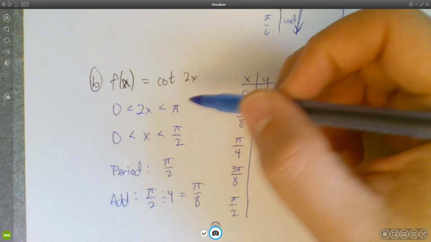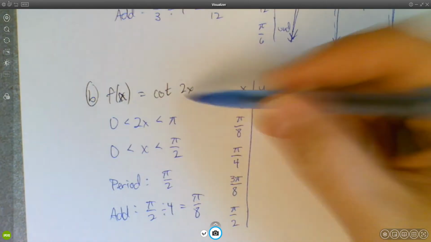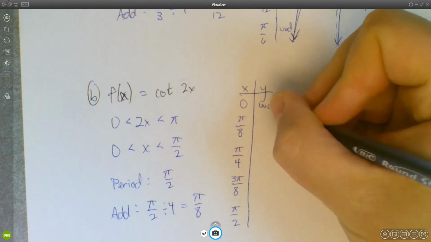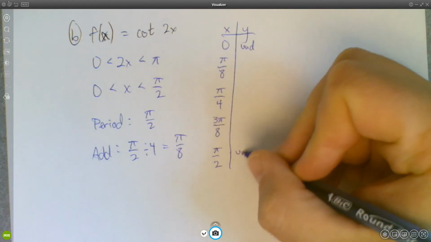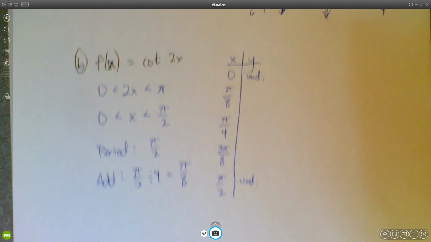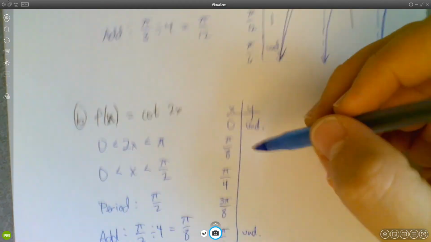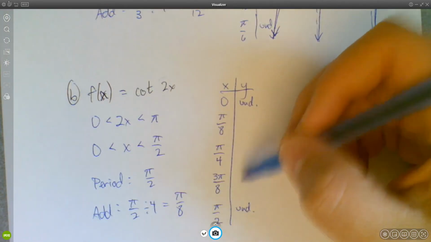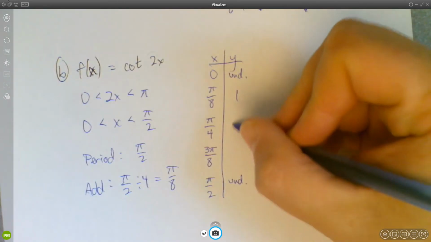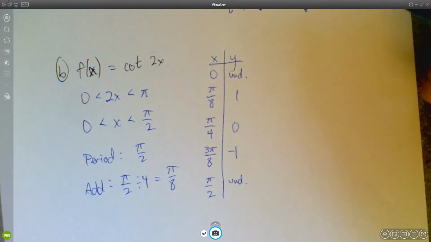For cotangent, cotangent of 0 is undefined. So it's going to be similar to the tangent function. You're going to be undefined at the endpoints. But then instead of being increasing, so instead of going negative 1, 0, 1, it's going to go the other way around. It's going to go 1, 0, negative 1. But we can verify this, right?